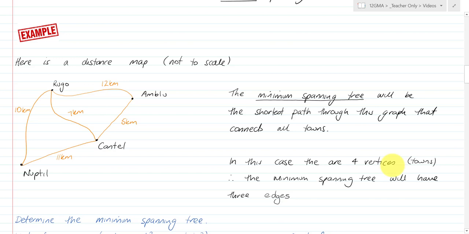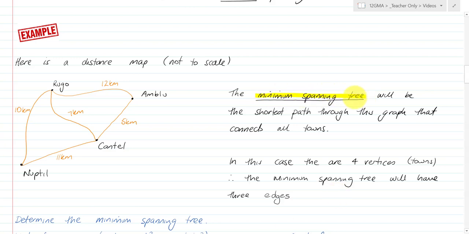4 towns, 5 edges. This is not a spanning tree. There are too many edges. And you can see that there are 2 faces formed. And so there are multiple cycles here, etc., etc. What we're going to try and do is find the minimum spanning tree.